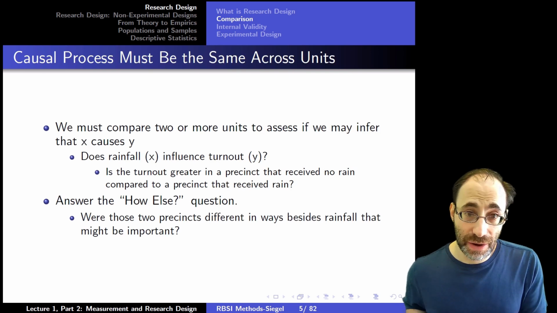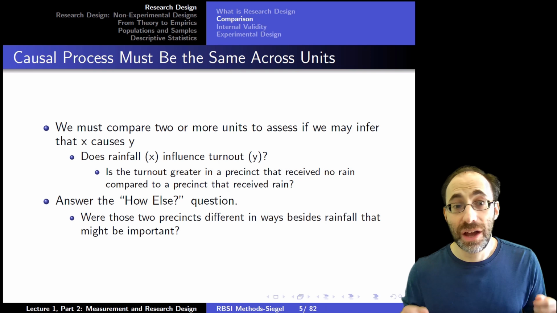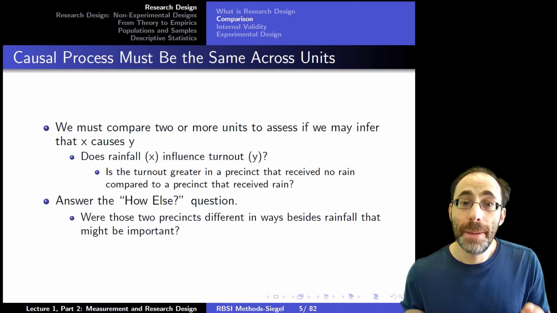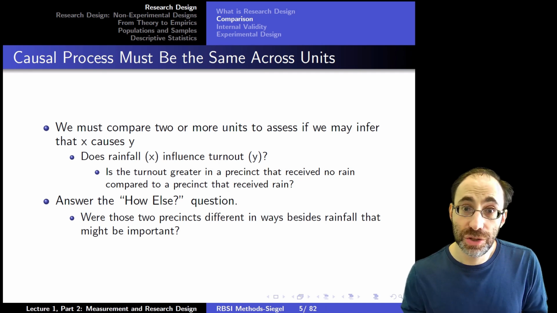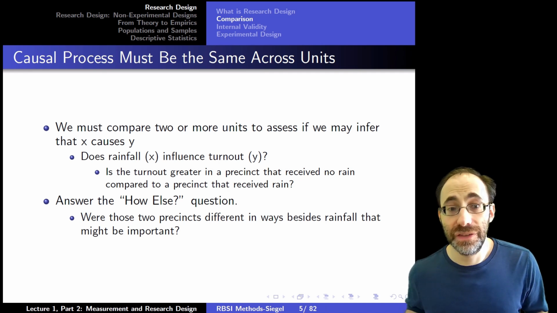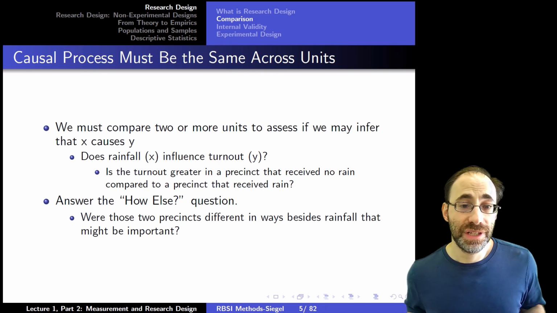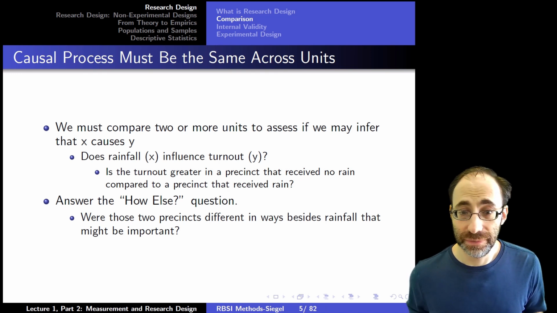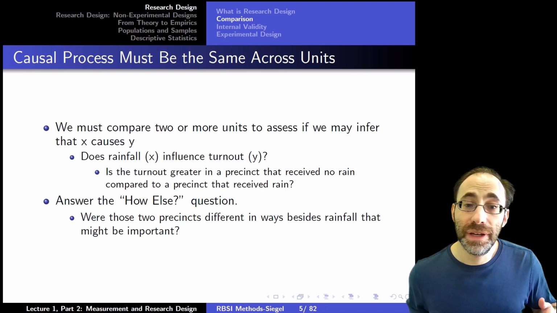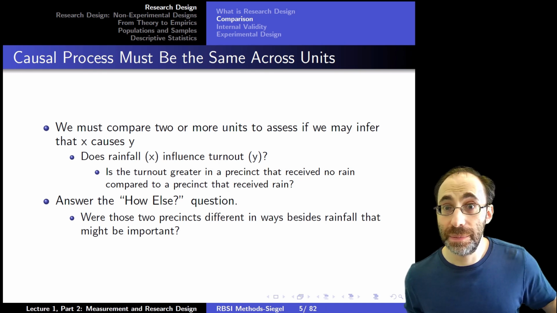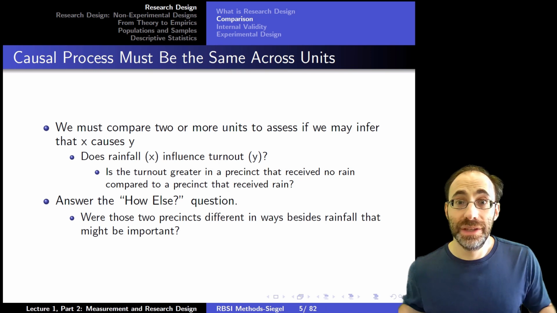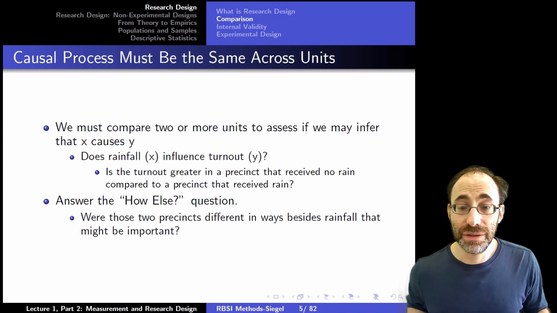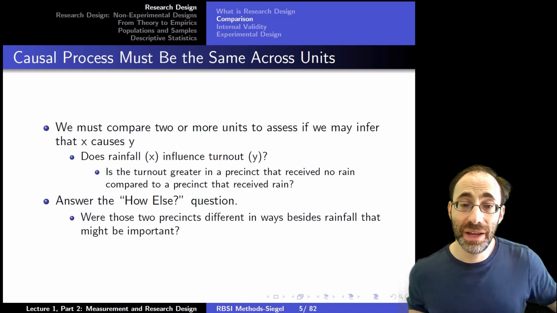The key to these comparisons, and this is the key to all design, is that causal processes must be the same across units. So we must compare two or more units to assess if we can infer that X causes Y. So for instance, does rainfall influence turnout? The answer is yes, we think. For that, we're asking a question of comparison. Is the turnout greater in a precinct that received no rain compared to a precinct that received rain? The comparison here is central to our analysis, right? We're comparing the precinct with rain to the one without rain.